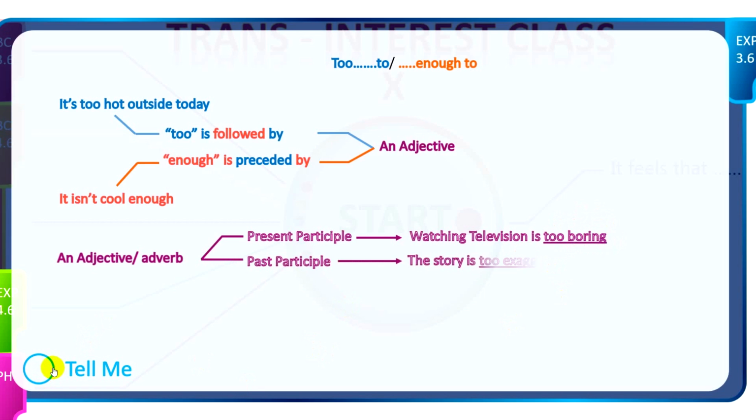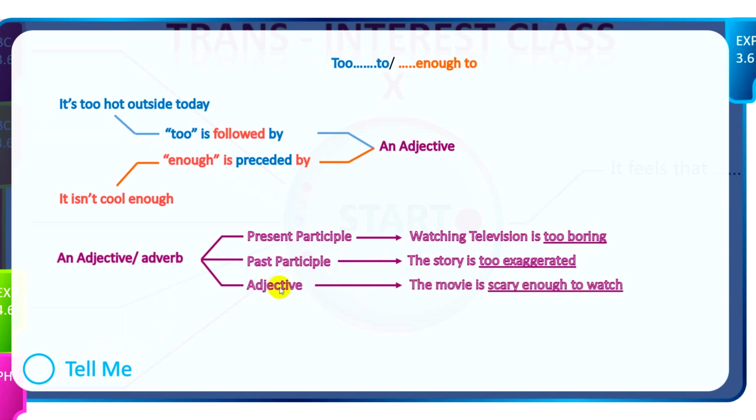And then past participle. The story is too exaggerated. The story is man-made, so it is not real in condition, but it gives a more sensational view. So the story is too exaggerated. It is made from a past participle. Exaggerated, past participle. It is also an adjective. Adjective from past participle, while boring from present participle, or we say gerund. The third is adjective from adjective itself.